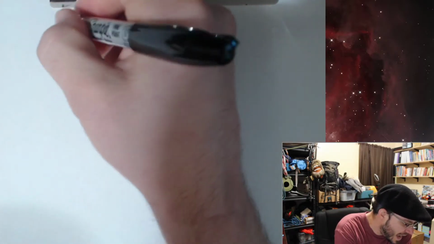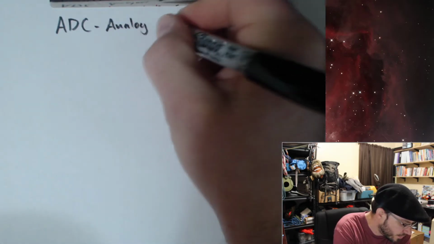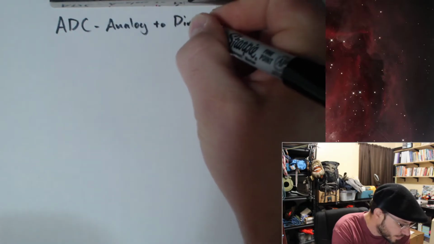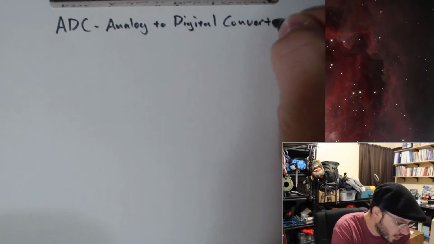Start recording again. As well as converting a digital value into an analog value, we can do the same thing in reverse. We can take an analog value and measure it and turn it into a digital value. So think of this as converting an analog voltage into a numeric value. Okay, and this is called an ADC, an analog to digital converter.